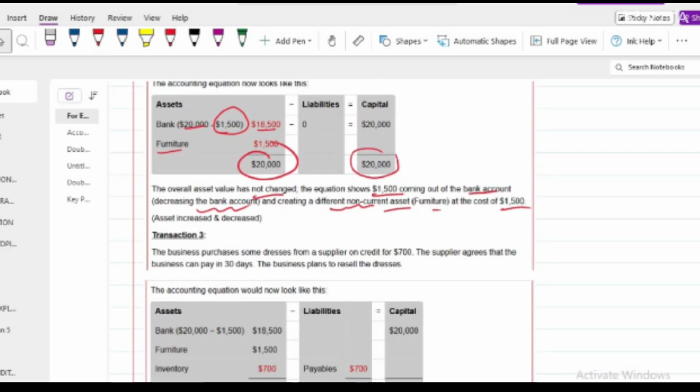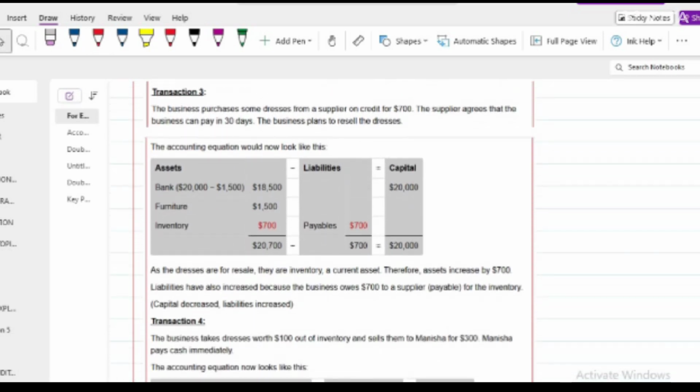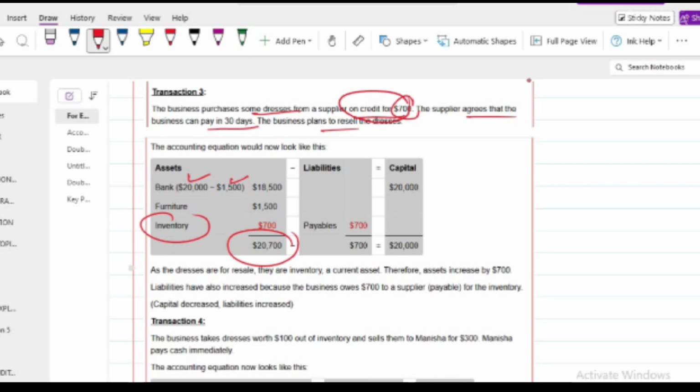Transaction number 3: the business purchased some dresses from a supplier on credit, so this will create a liability, and the supplier agrees that the business has 30 days to pay. Now if you see here, this is the bank account, this amount is paid for furniture. Now you have purchased some inventory, the dresses, so the total amount is now this one. This credit balance has increased, because you are now in a liability position, and you have to pay this amount, 700, because you took some inventory on credit. So when you are purchasing something on credit, let me show you the double entry here. Debit will be inventory, and credit will be payable, the amount that you have to pay in the future, and that is 700. Clear?